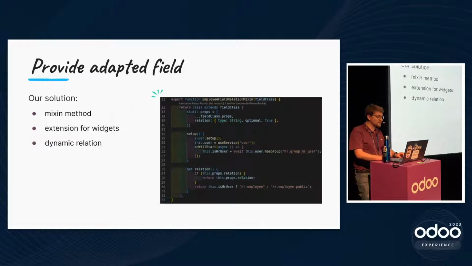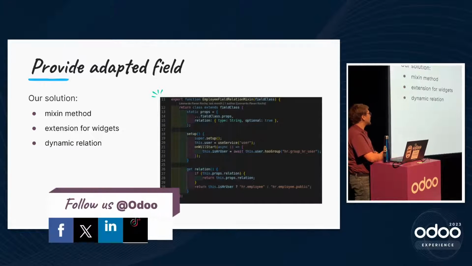So for version 17, we added another solution. The solution we came up with is a mixin. It's a method that takes a class as an argument and inherits from that class while adding some additional information, which is done through two things. At first, on the setup, we determine a new property, which is HR user, and that will store whether the user accessing the view has the rights or not.